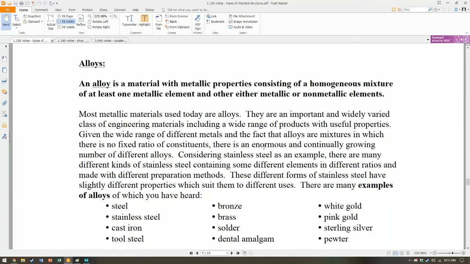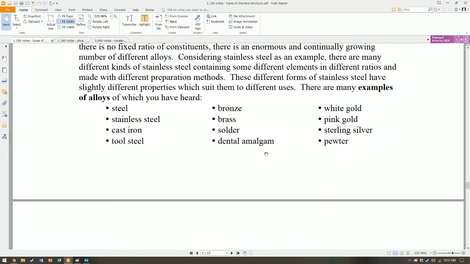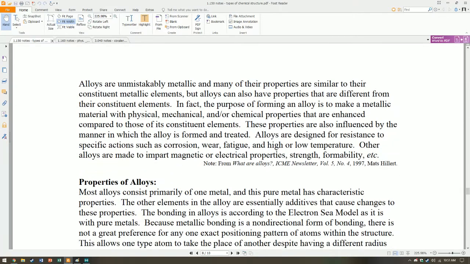An alloy is a material with metallic properties, which is a homogeneous mixture of at least one metallic element and either metallic or non-metallic elements. Most metallic materials are alloys, and there are many examples. You're expected to know a couple. I'd say steel, which is a mixture of carbon and iron. That is probably your easiest bet, but there's a whole list that you can memorize.